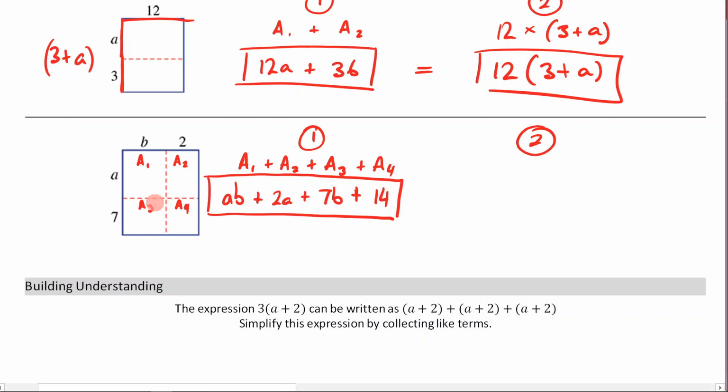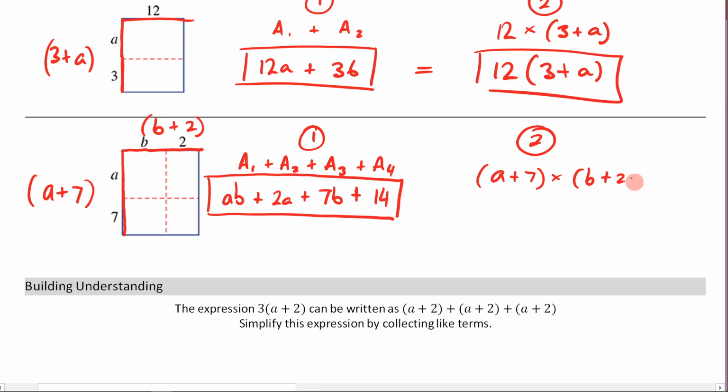Now, the other way to figure out the area of this rectangle is to treat it as one whole, which means we're going to go this entire length multiplied by this entire width. Well, if this is 7 and this is A, then this width is going to be A plus 7. And if this is B and this is 2, then this width is going to be B plus 2. And we could put them in brackets. We're now going to multiply these together. So A plus 7 multiplied by B plus 2.